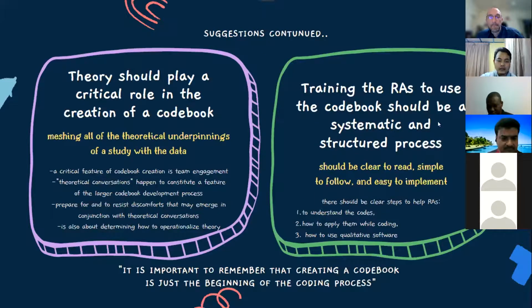The third suggestion: theory should play a critical role in the creation of a codebook, meshing all of the theoretical underpinnings of a study with the data. A critical feature of codebook creation is team engagement. Theoretical conversations constitute a feature of the larger codebook development process. Prepare for and resist the discomforts that may emerge in conjunction with theoretical conversation. It's also about determining how to operationalize theory.